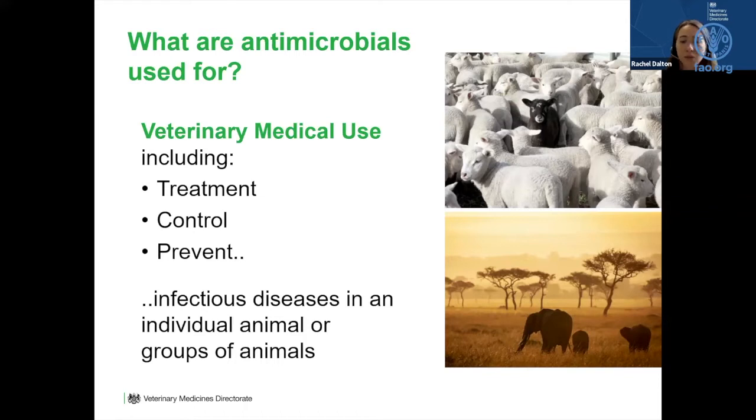Or it can be used in prevention. So when an antimicrobial is given to a healthy animal or groups of animals that are at risk of a specific infection, or perhaps they're in a certain situation or environment where an infectious disease is likely to occur. An example of this could be due to a high stocking density in inappropriate housing, which could exacerbate the likelihood of contracting an infectious disease.